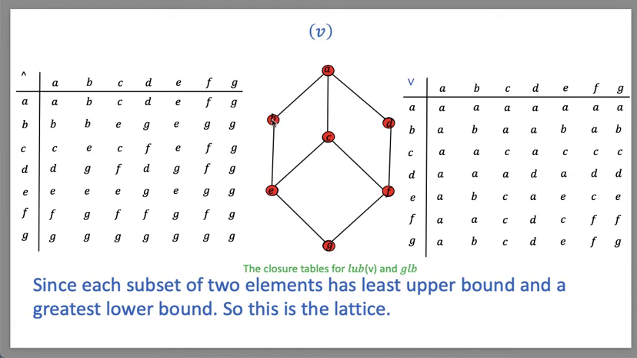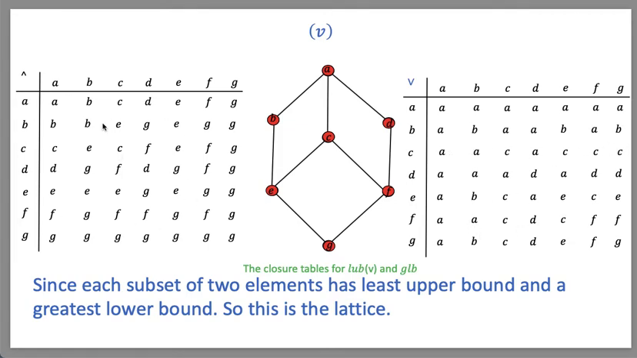Similarly with B, least upper bound of B with A is A, B with B is B, least upper bound of B and C is A, least upper bound of B and D is A. Similarly with C, least upper bound of C and A is A, C and B is A, C and D is A, C with C is C. C and E is C, C and F is C, and C and G is C. Similarly, we can calculate all other least upper bounds.